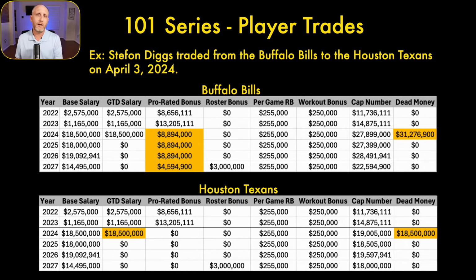If this trade had happened, say, in July, then that workout bonus would have been paid by Buffalo, and that would have stayed back with Buffalo as dead money. But in this case, because this trade occurred on April 3rd, they will maintain as dead money the remaining prorated dollars from the signing bonus, including some restructures that they did the year before. That will stay on as dead money.